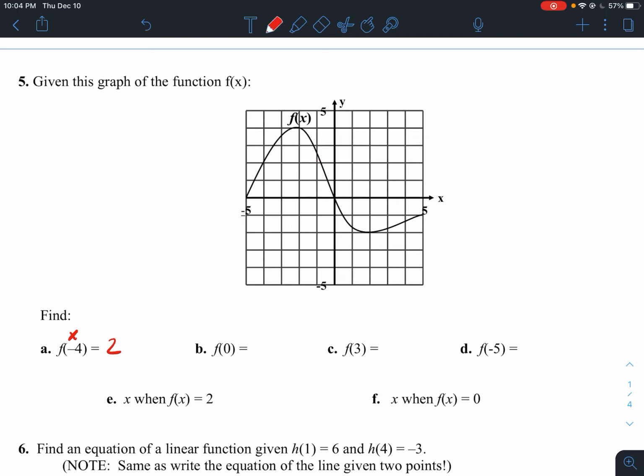Then for E, it says find x when f of x is equal to 2. Well, f of x, the entire thing, that's like y. So it's basically telling you, what is x when y is equal to 2? So let's go when y equals 2. Look, we actually got 2 x values there.